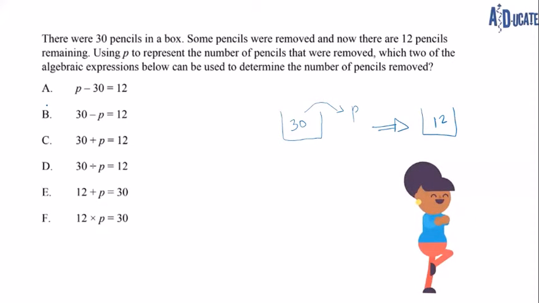I would choose B, which makes sense because 30 take away P equals 12. And I would choose E, which makes sense too, because if you have the box with 12 and then you're adding P, you should get back that box with 30. Good job.